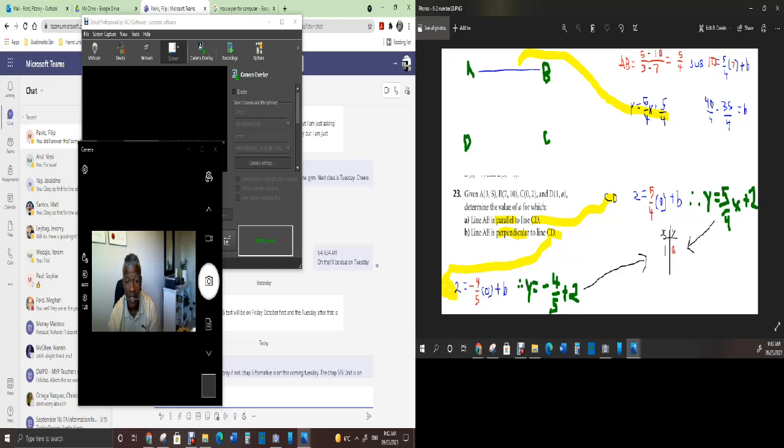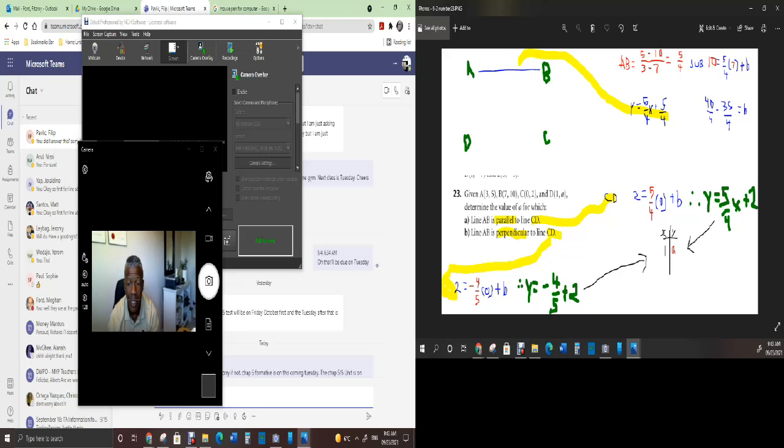So I took the ordered pair for C, which is 0, 2, so you can see the highlighted part that says CD. I took that ordered pair 0, 2, and I plugged it into my general equation in order to figure out what b was. So now you can see on the right in green, it says, therefore, y equals 5 over 4x plus 2.